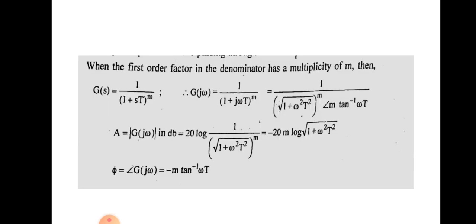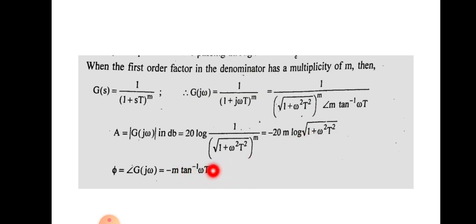So if a multiplicative term comes, then similarly we can do the same operation. G of s is equal to 1 by 1 plus st all raised to m. So the magnitude will be 1 by square root of 1 plus omega square t square, all raised to m, and angle will be m into tan inverse omega t. We can write the magnitude separately as minus 20 m log square root 1 plus omega square t square. Here the minus sign comes because this term is in the denominator side. When we are taking log, a negative sign will be associated with this. And the angle term will be minus m tan inverse omega t.